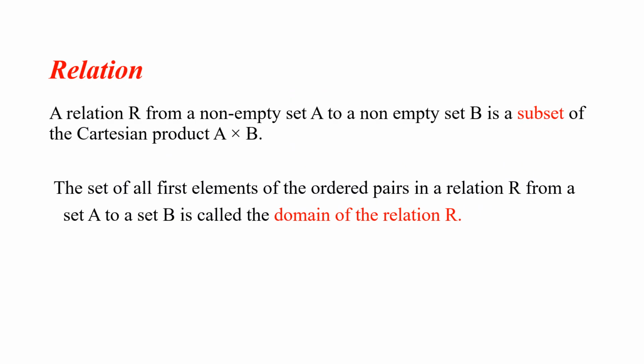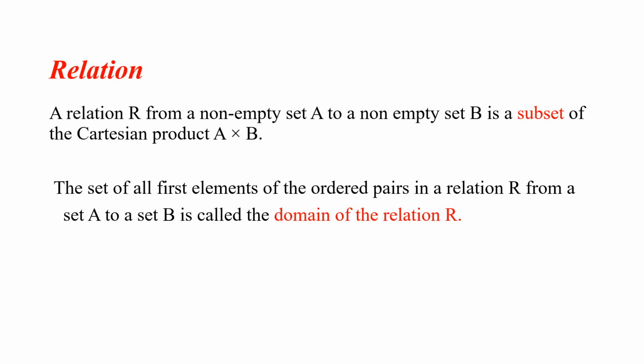So the first and foremost thing is relation. How do I define a relation? A relation, capital R, from a non-empty set, capital A, to a non-empty set, capital B, is a subset of the Cartesian product A cross B. So we have two non-empty sets, A and B, and there is a relation between A and B, which is a subset of the Cartesian product A cross B.